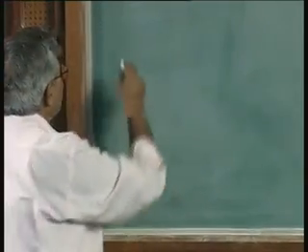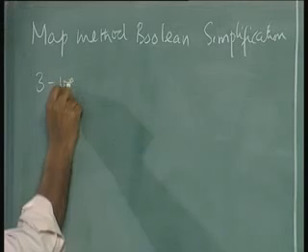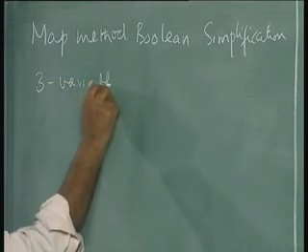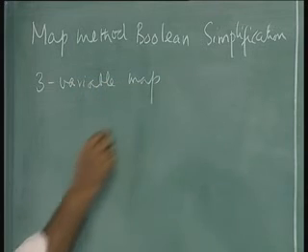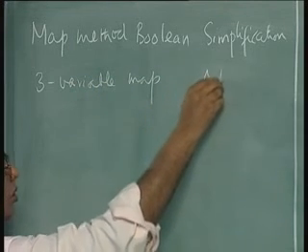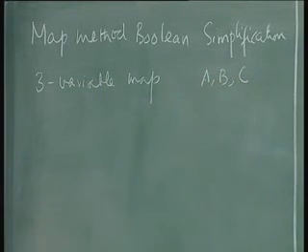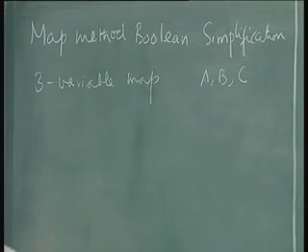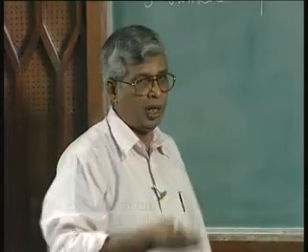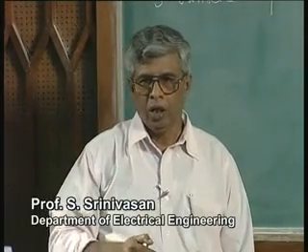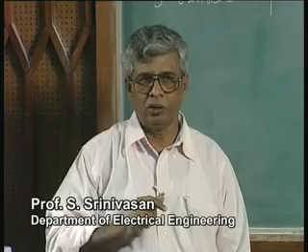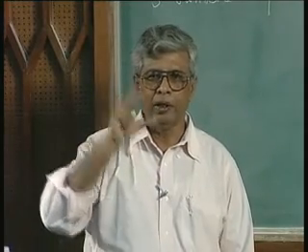Let us take an example of 3 variables. Let us say the variables are A, B, C. What are the 8 combinations of A, B, C? A bar B bar C bar, A bar B bar C, A bar B C bar, and so on, finally A B C. That means there are 8 possible values. So we will now draw a graph with 8 cells.